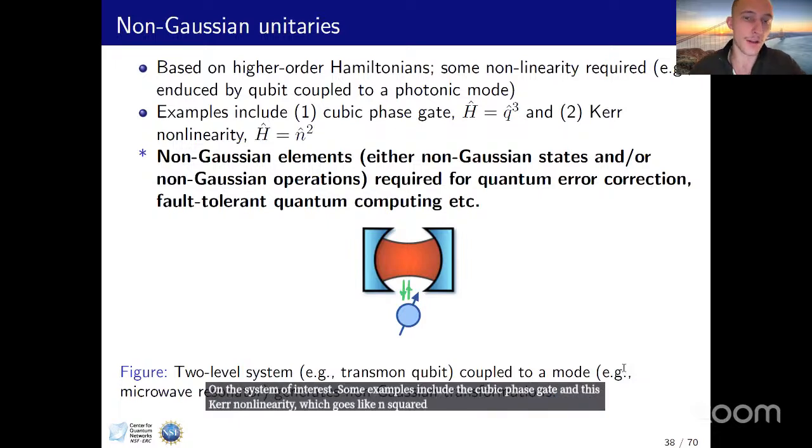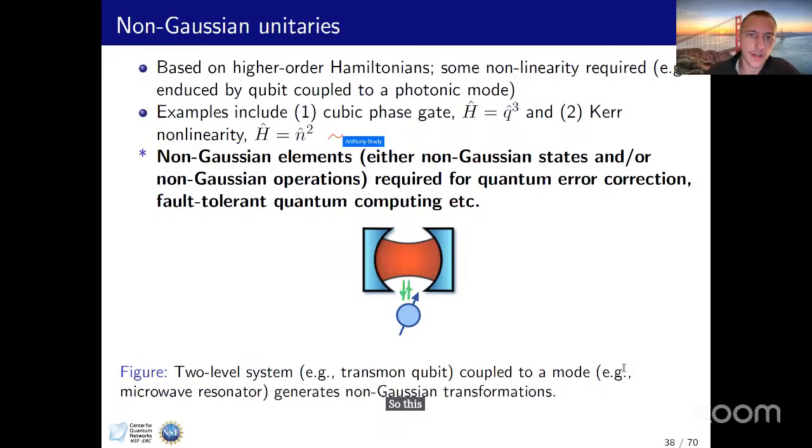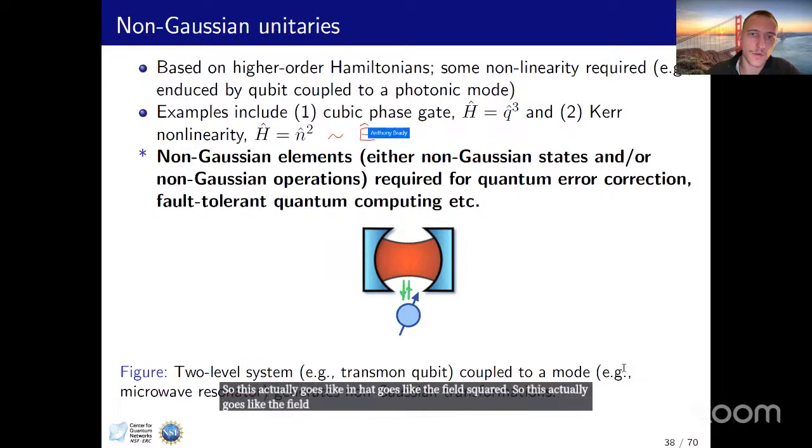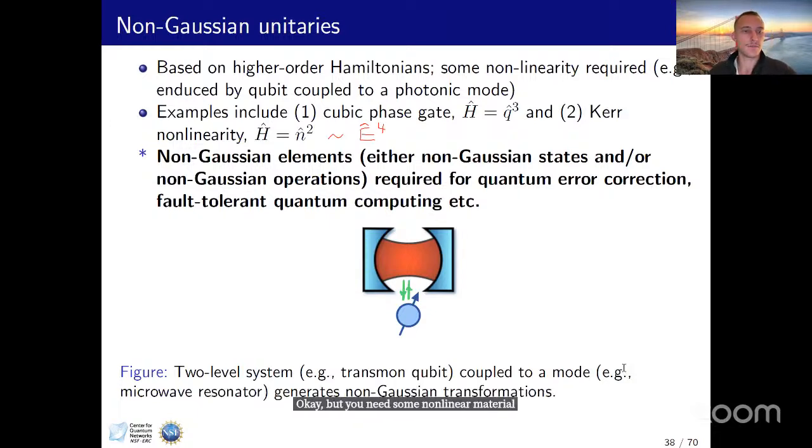The Kerr nonlinearity happens in optical materials, like nonlinear optical materials. This goes like n squared, so n hat goes like the field squared, so this actually goes like the field to the fourth power. So Kerr nonlinearity would happen in these so-called chi3 nonlinear materials. But you need some nonlinear material, not just a dielectric, in order to induce a Kerr nonlinearity.